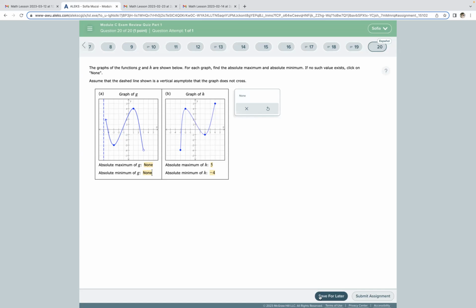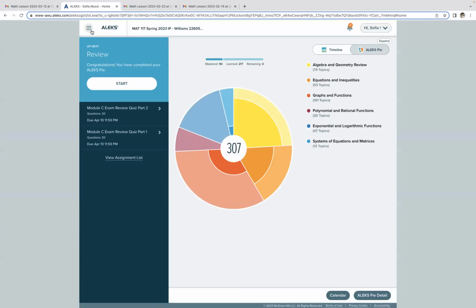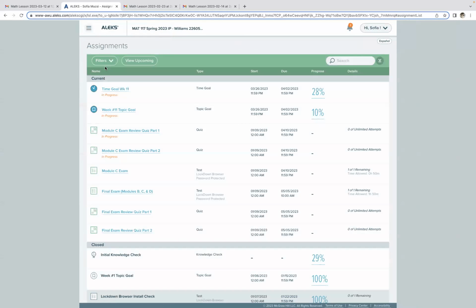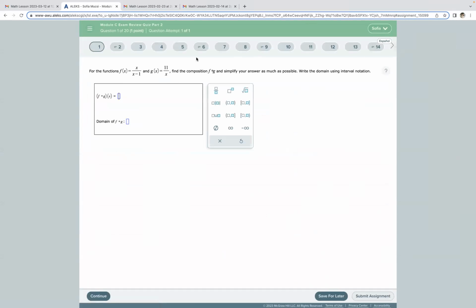Okay, I have another review quiz that I want to switch to. We have 2-part quizzes, but this is refresh. Assignments. Okay, I guess we can start with this one. It's also similar to what we've been doing, but composition.